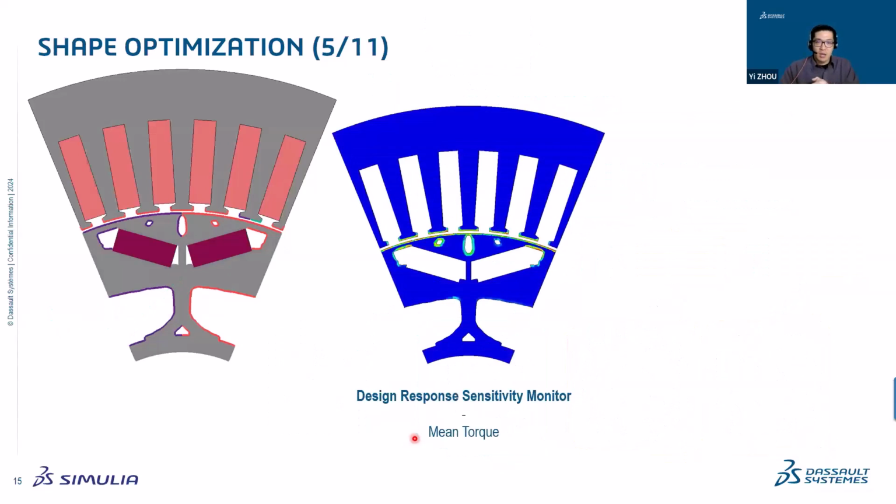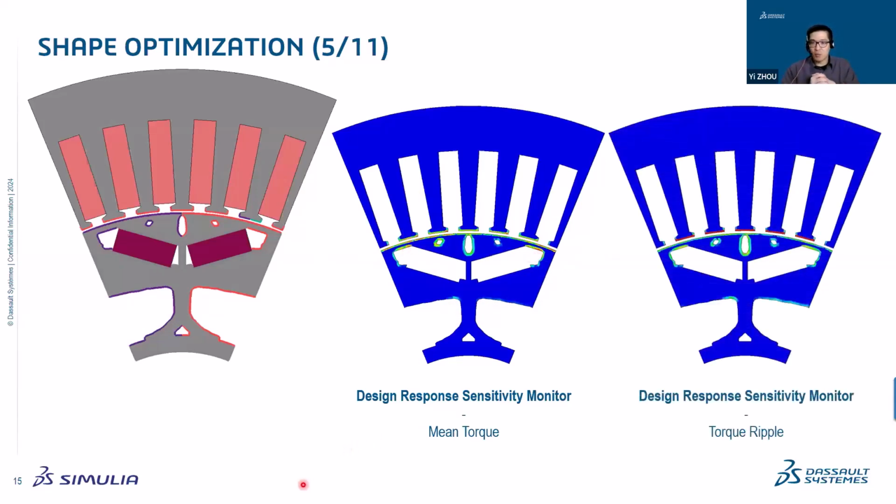Okay, before the simulation, CSC also has a really nice feature that can predict which region would be the hot region for your optimization. So here I give you an example. If we want to optimize the mean torque, we can see that almost the upper part will be important. The lower part has less influence. And both the stator teeth and the rotor surface will be important.